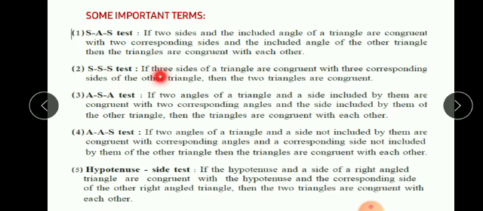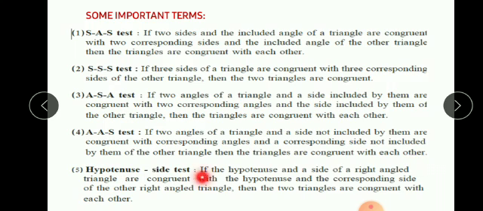SSS test: if three sides of a triangle are congruent with three corresponding sides of the other triangle, then the two triangles are congruent. ASA test: if two angles of a triangle and the side included by them are congruent with the two corresponding angles and the side included by them of the other triangle, then the triangles are congruent with each other. Then AAS test: if two angles of a triangle and a side which is not included by them are congruent with the corresponding angles and the corresponding, not included, side of the other triangle, then the triangles are congruent with each other.